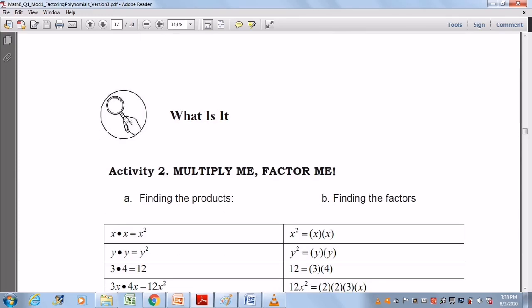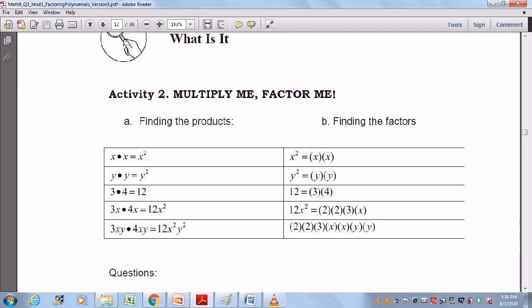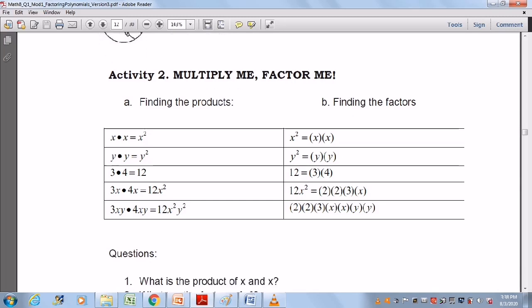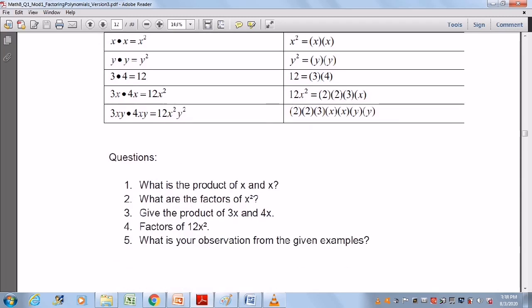Then after that, ma-establish what is it? So activity 2, multiply me, factor me. So yung A is finding the products, and then yung B naman ay yung finding the factors. Example, yung x times x is x squared. Y times y is y squared. 3 times 4 is 12. So yun naman sa finding the factors, kabaliktaran naman. Given naman yung product, hanapin mo yung factors. Then out of that, merong mga guide questions na sasagutan.